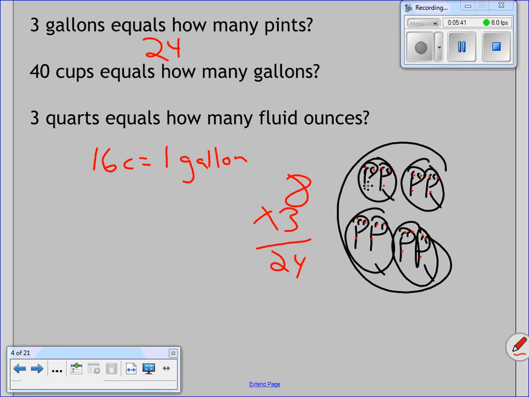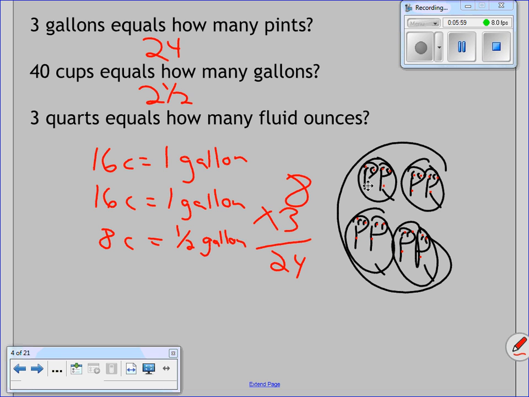Okay, so that's 1 gallon. Another 16 would give me another gallon. So I'm at 32. So then I need 8 more cups. 8 cups would be half a gallon. See how I figured that out, kids? So that would be 2.5.